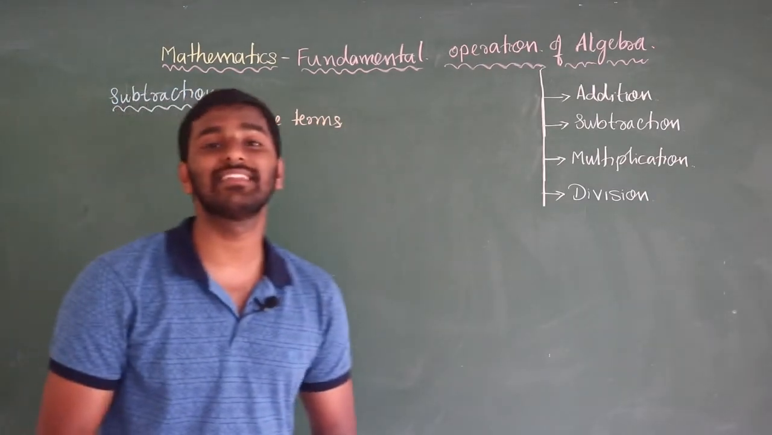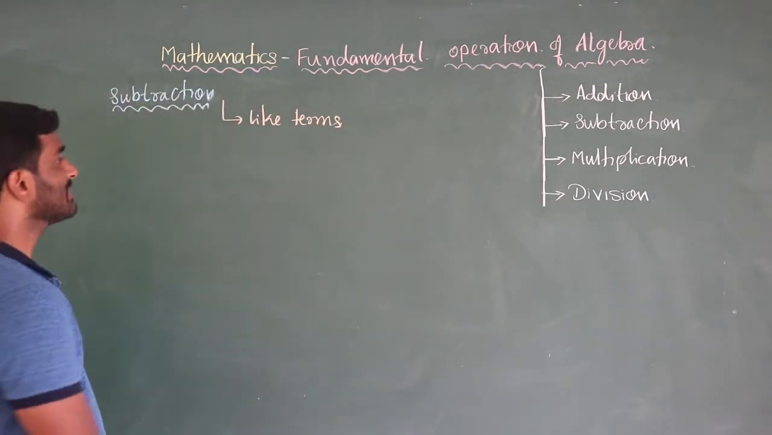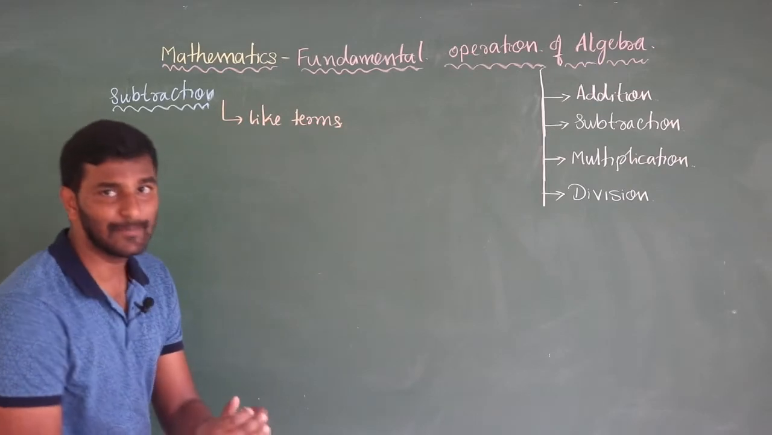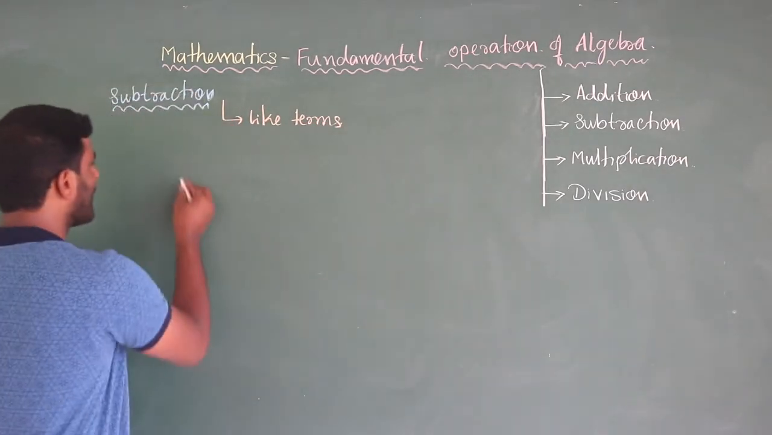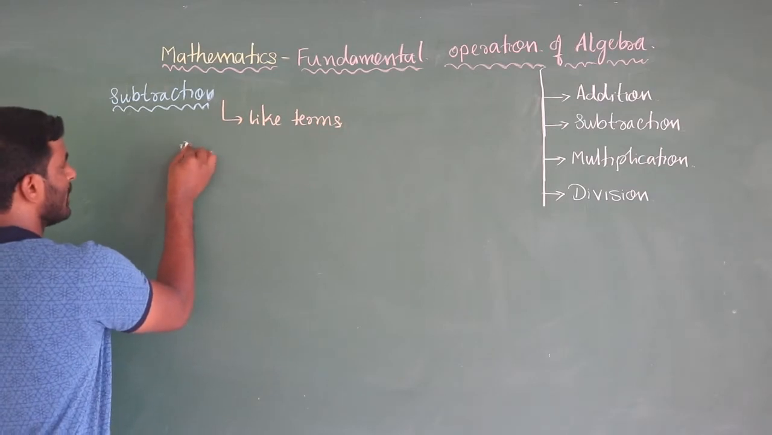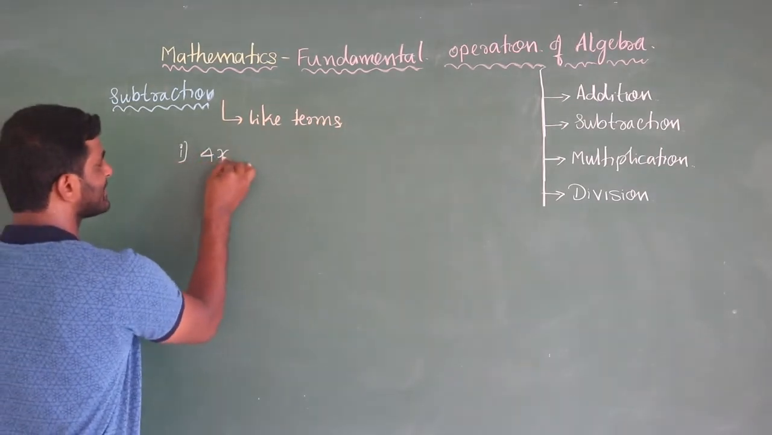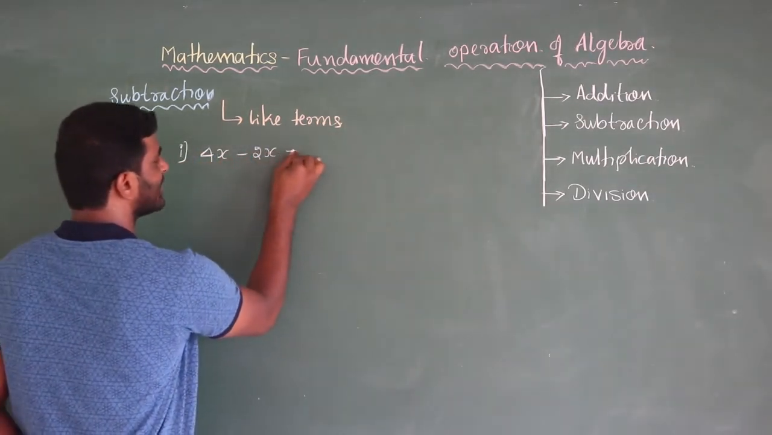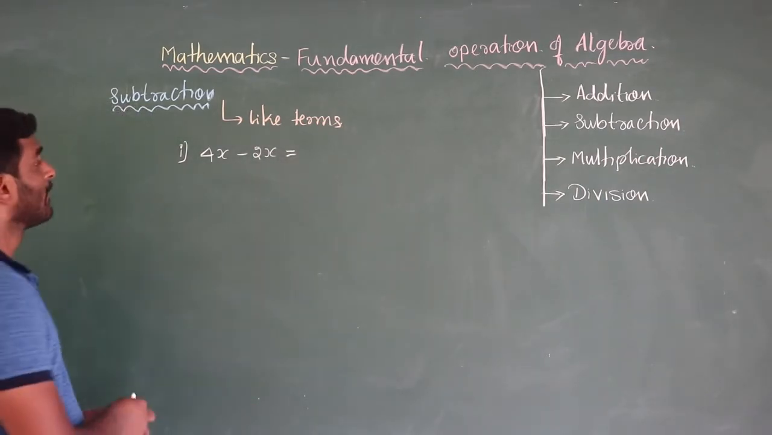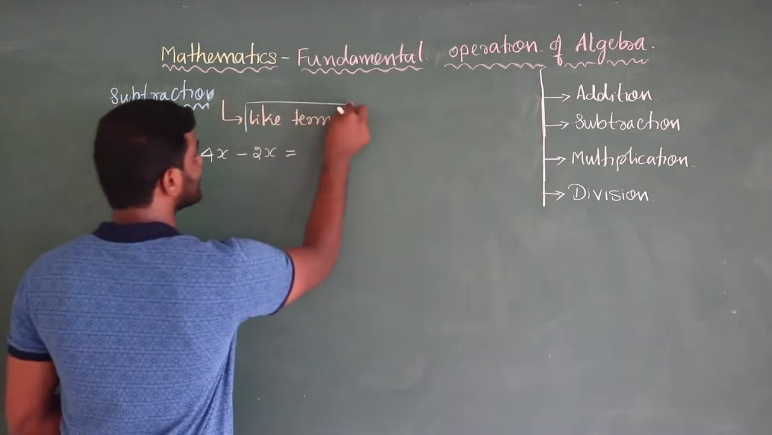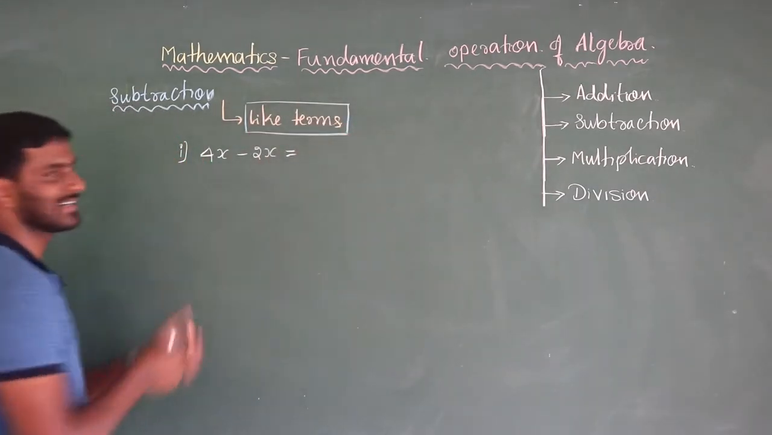Then how do you define the like terms? The like terms is defined as, here also same thing, the base is same and degree should be the same. Example, here it's 4x minus 2x, and that is equal to 4x minus 2x. So it is a like terms? Yes, it is a like terms.